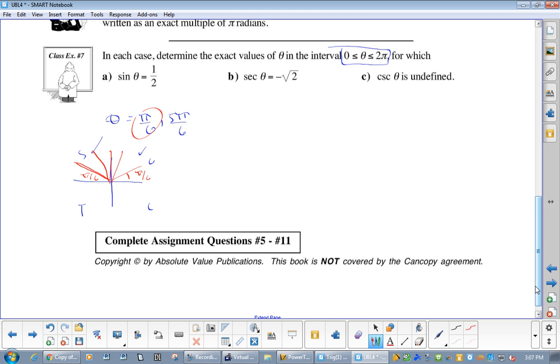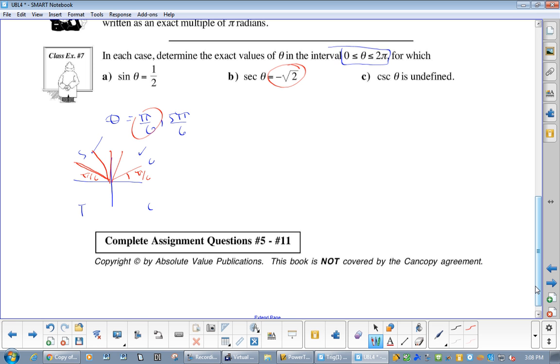Now, secant equals negative root 2. Do you remember negative root 2 being on your unit circle? Some of you guys don't even remember your unit circle. Is negative root 2 in your unit circle? Look at it. Do you see it? Where? There's no root 2. It's not. Only sine, cos, and tan are on your unit circle.